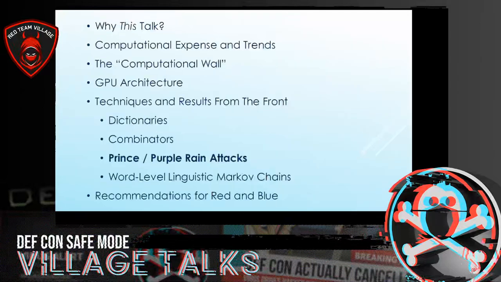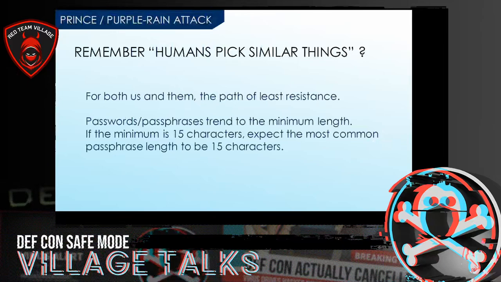All right. Enough about combinators. Let's move on to Prince attacks, which, despite the other name for the attack, has nothing to do with the artist formerly known as. Prince is an acronym for probability infinite chained elements, but it is pretty simple in purpose. Take the path of least resistance and find more passphrases sooner by outputting shorter length candidates first. Not only is the search space smaller, but we can also expect to find more passphrases here because people tend to pick passphrases close to the minimum required effort. This overlap of least resistance motivations is just great for an attacker.